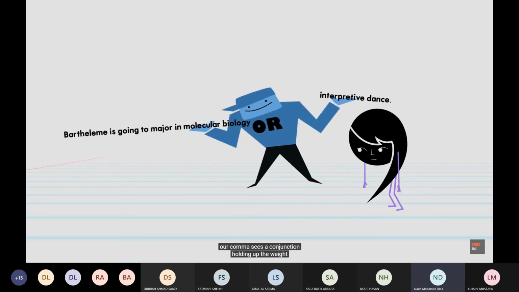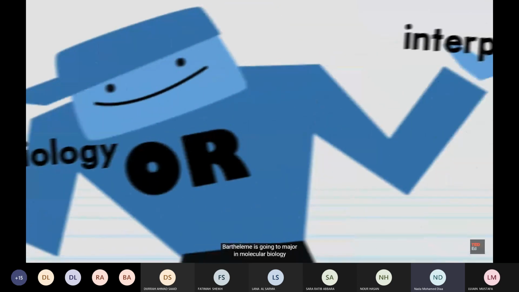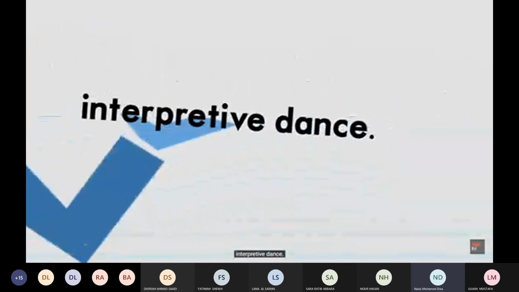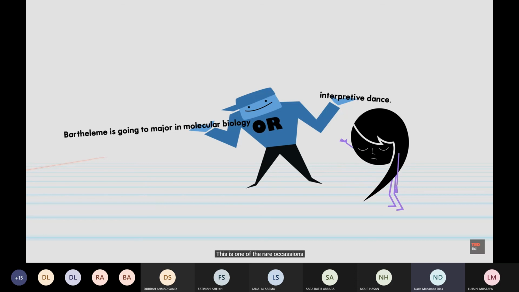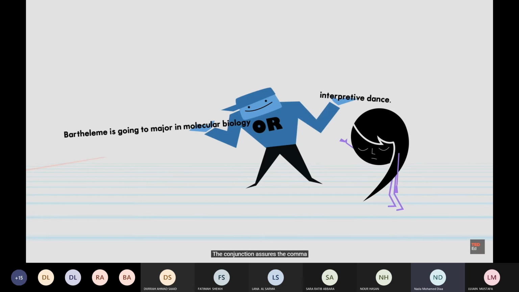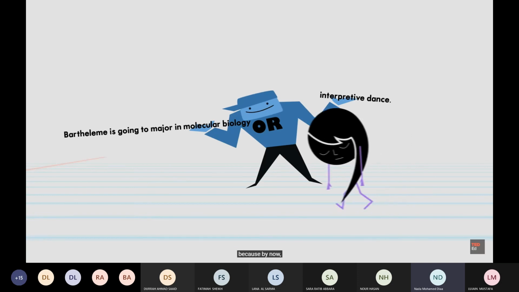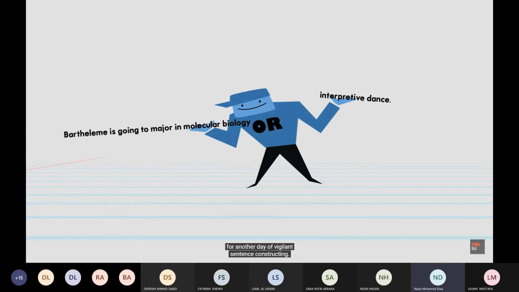On her way home, our comma sees a conjunction holding up the weight of a complete sentence and a fragment sentence. Bartholomew is going to major in molecular biology, or interpretive dance. The now exhausted comma asks the conjunction if he needs help lifting the items. This is one of the rare occasions where a conjunction doesn't need the help of a comma. The conjunction assures the comma that help isn't needed, which is good for the comma, because by now all it wants to do is go home and rest up for another day of vigilant sentence constructing.